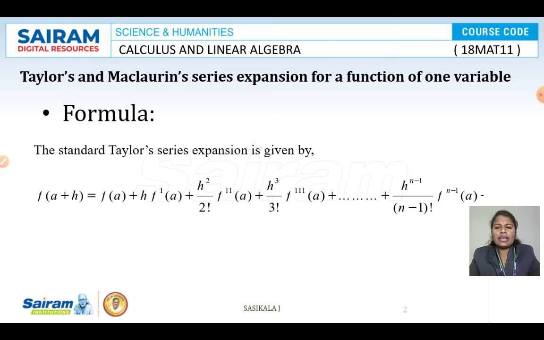Generally, Taylor's and Maclaurin's are both series expansions, in which you expand a function in terms of differentiation and write it as a series. First, we will see the formula of the Taylor series expansion, which is f of a plus h is equal to f of a plus h into f dash of a plus h squared by 2 factorial into f double dash of a plus h cube by 3 factorial into f triple dash of a plus etc., plus h power n minus 1 by n minus 1 factorial into f power n minus 1 of a.